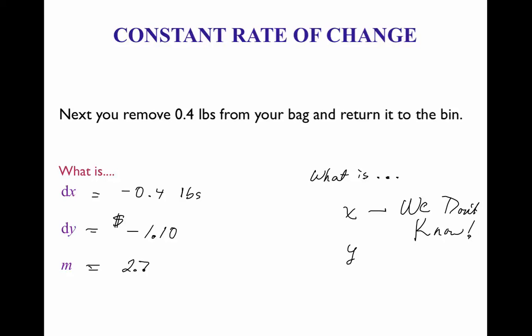Okay, m is negative 2.75? No, it's still positive. So that constant rate is always positive, so that when we increase the pounds, we increase the cost, and when we decrease the pounds, we decrease the cost. That's a positive rate of change. Okay, that's going to stay positive. Questions on this example? What is y? We don't know. Okay. New example.